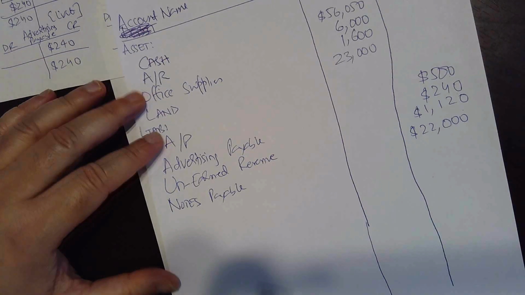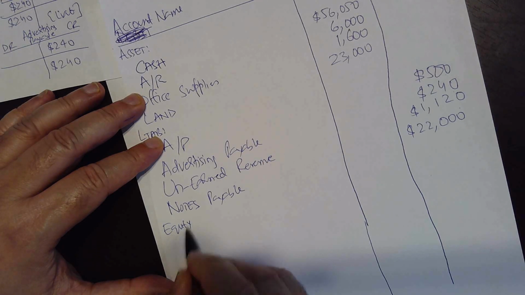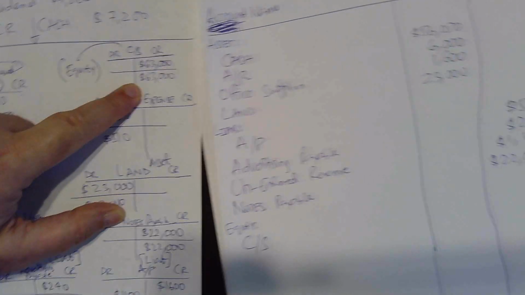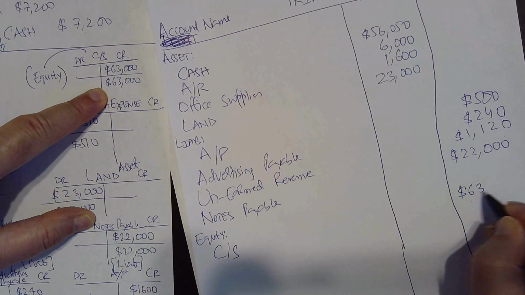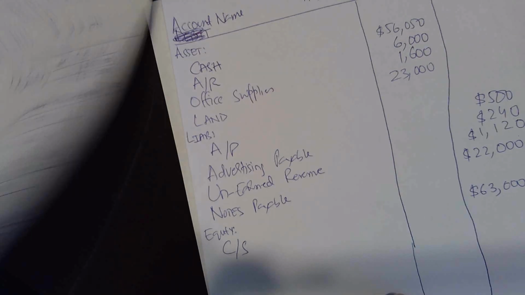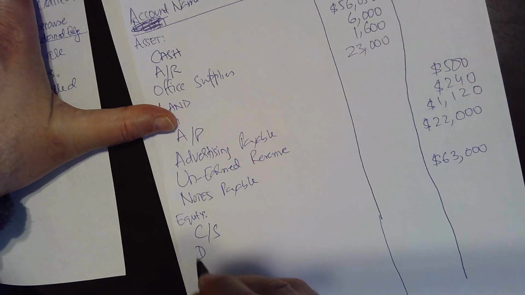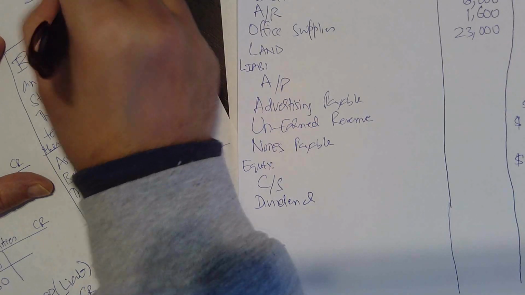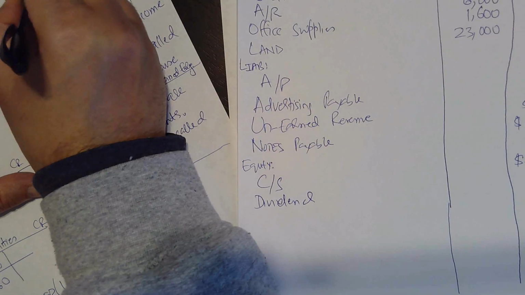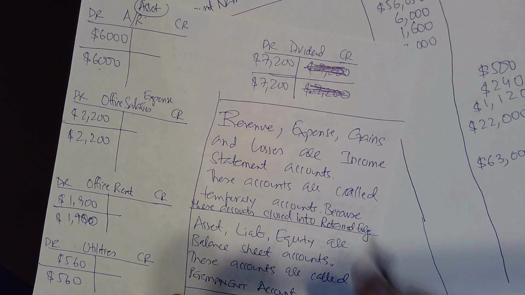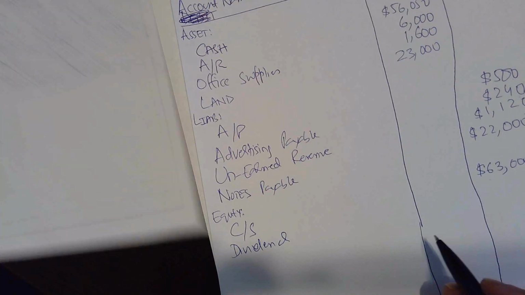The next we have to put is equity. So under equity we have common stock, and here is our common stock, 63,000 on the credit side. So we will put on the credit side 63,000. Then we have dividends. Dividends is over here, which is 7,200, but, oh, sorry, it's on the debit side. So we have dividends on the debit side, 7,200.